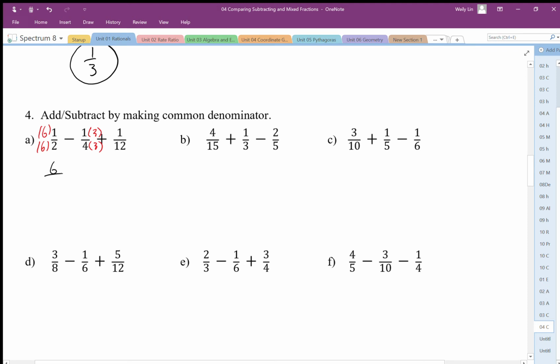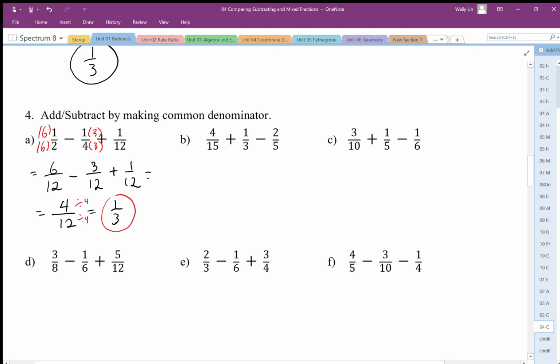So I have 1/2 is the same as 6/12. That's an equivalent fraction. 1/4 is the same as 3/12. And then I'm going to add the 1/12 here. So I get 6 minus 3 plus 1. I end up with 4/12. So that can be simplified. They share a common factor of 4, so I can do a divide 4 to get my final answer of 1/3.